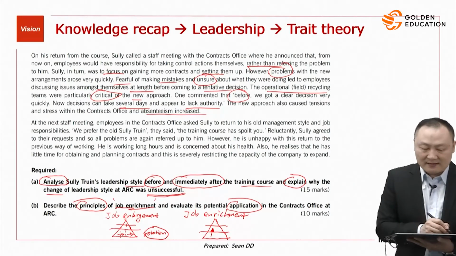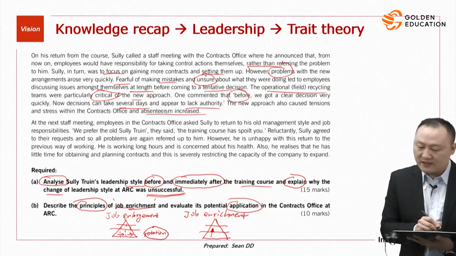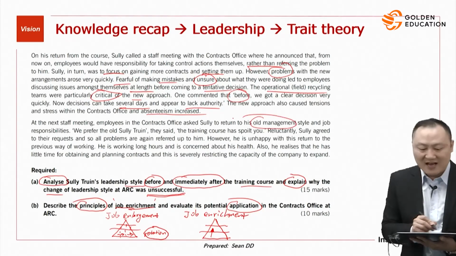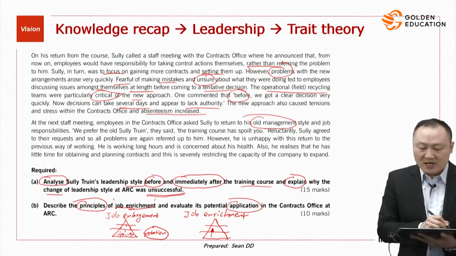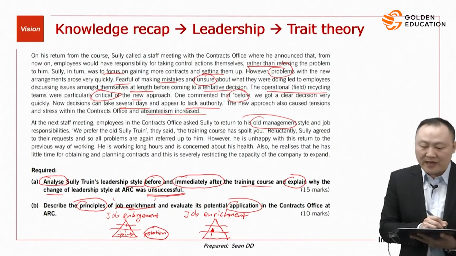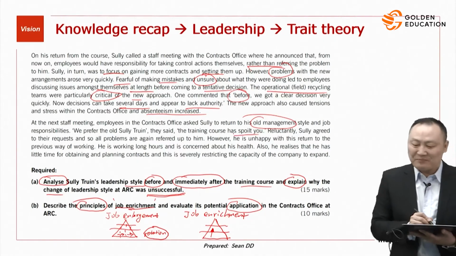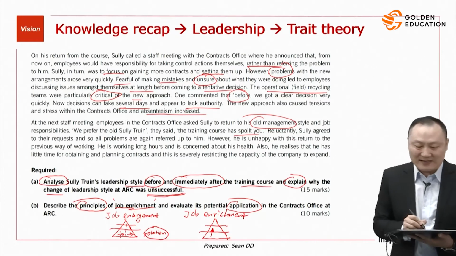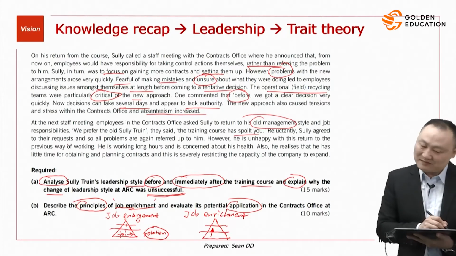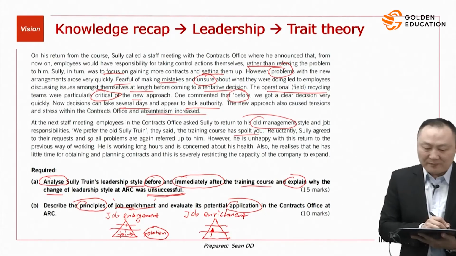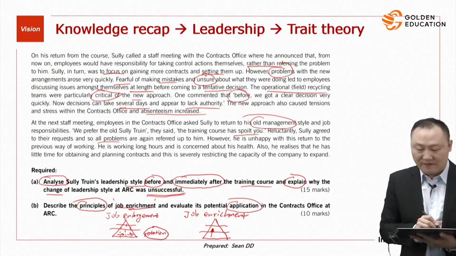At the next staff meeting, employees in the contract office asked Sully to return to his old management style and job responsibilities, and they said, we prefer the old Sully. They said the training course has spoiled you. Reluctantly, Sully agreed to their request. He doesn't want to, but has no choice. So all the problems are again referring back to him.